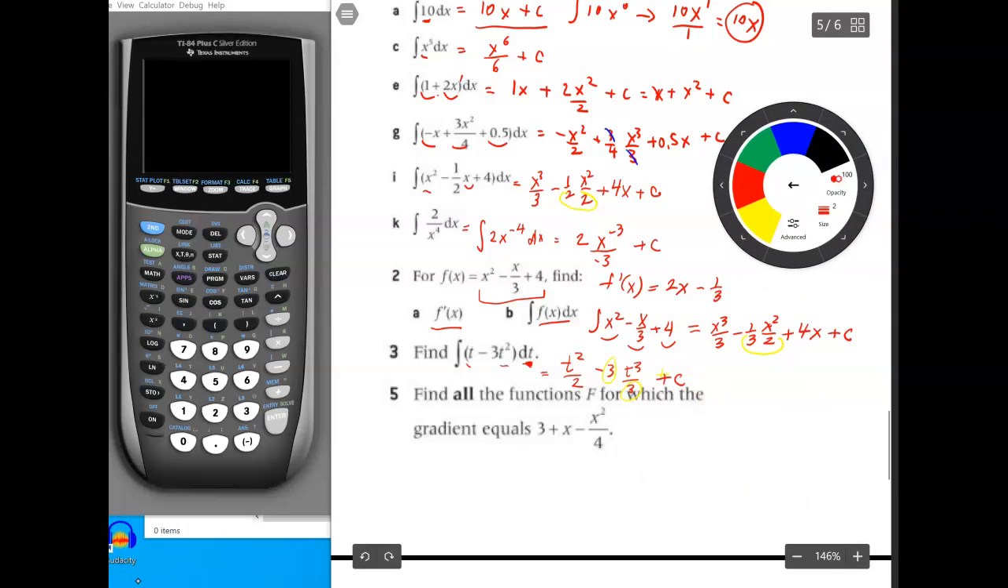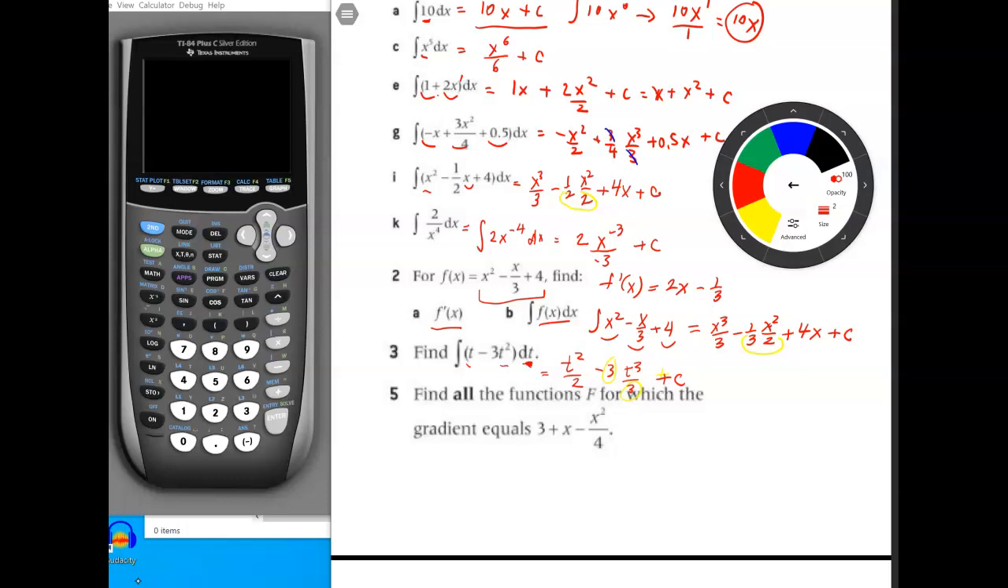Okay, last one. Find all the functions capital F for which the gradient equals 3 plus x minus x squared divided by 4. Okay, so what they're asking here is pretty much the exact same thing, but they're using different words, right? And we need to go back and think about, oh yeah, what does gradient mean? What does slope mean relative to calculus?